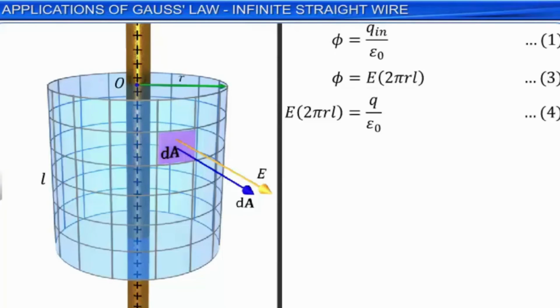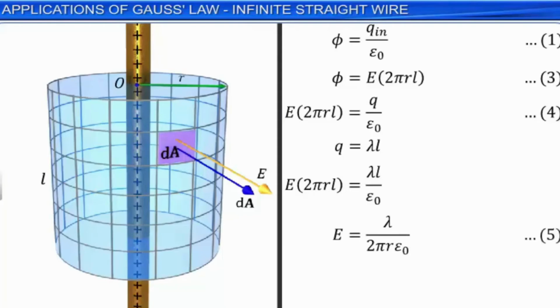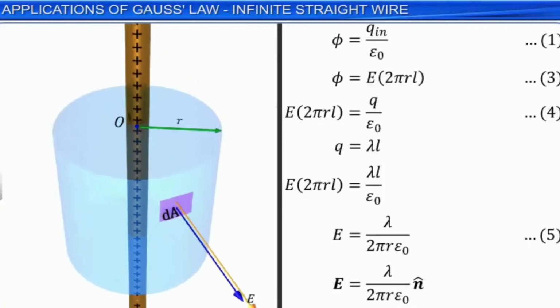Substituting the value of Q in equation 4 and simplifying, we get E equal to lambda by 2 pi R epsilon naught. Let this be equation 5. Vectorially, E is expressed as lambda by 2 pi epsilon naught into n cap, where n cap is the radial unit vector in the plane normal to the wire. Vector n cap will point away from the wire if lambda is positive, and it will point towards the wire if lambda is negative.